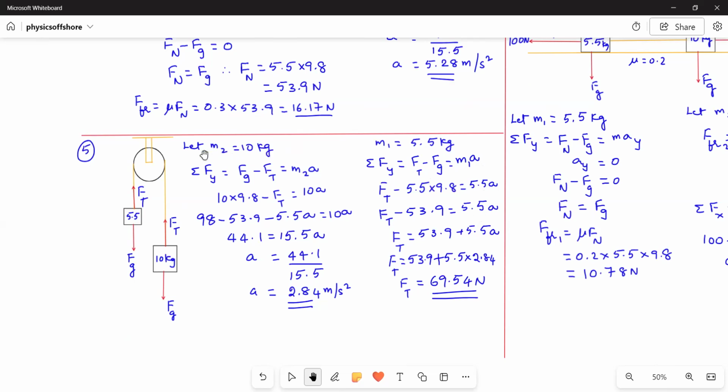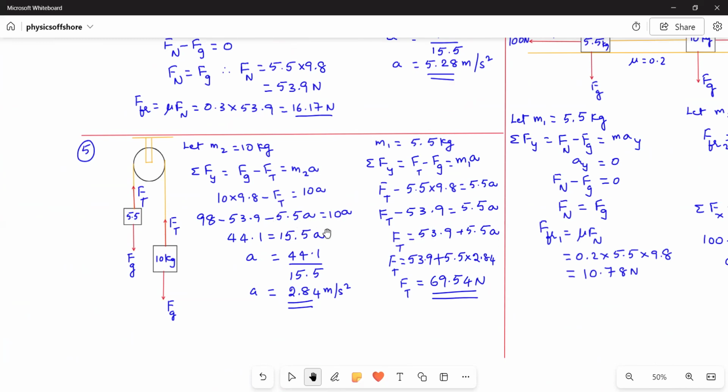Now we will move on to the second mass. The second mass is the 10 kilogram mass. For that, again, we will write the forces. Sigma Fy is equal to Fg minus Ft is equal to M2A because Fg is acting downwards and Ft is acting upwards, and the weight of the object is greater than the tension. So Fg minus Ft is equal to M2A. Now plug in the values. Here, instead of Ft, you have to substitute the value from here. Ft is equal to 53.9 plus 5.5A. You substitute this here, and the entire thing is subtracted from 98. Ft means the entire thing.